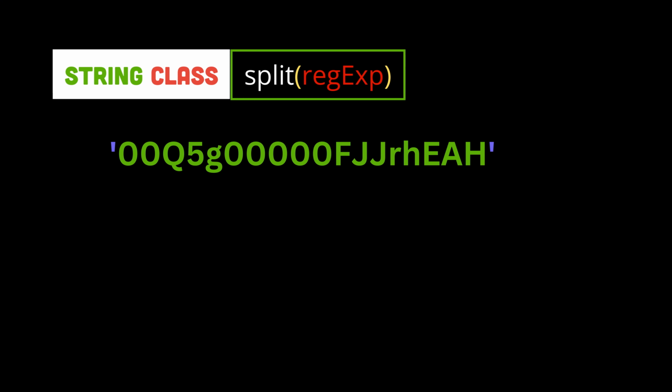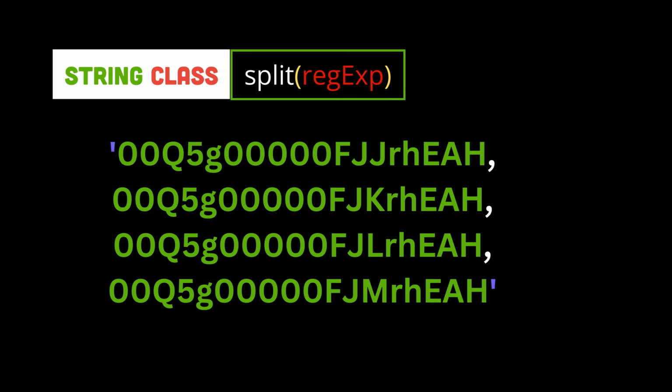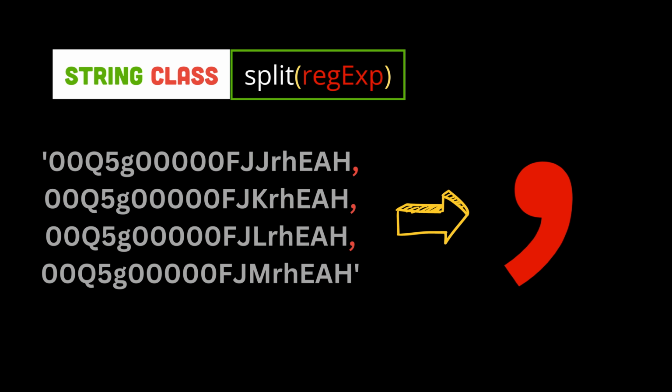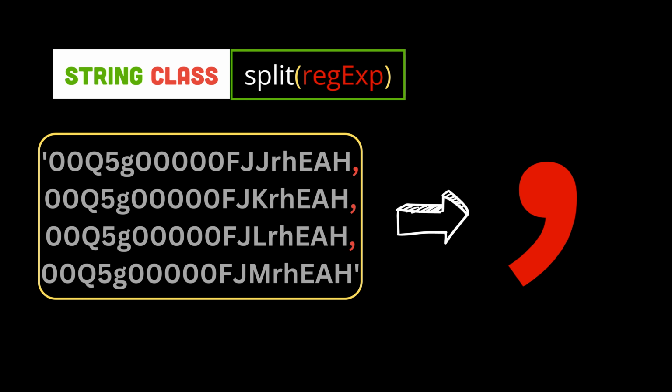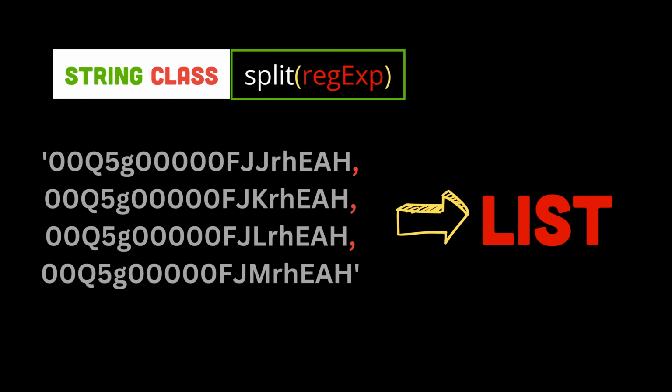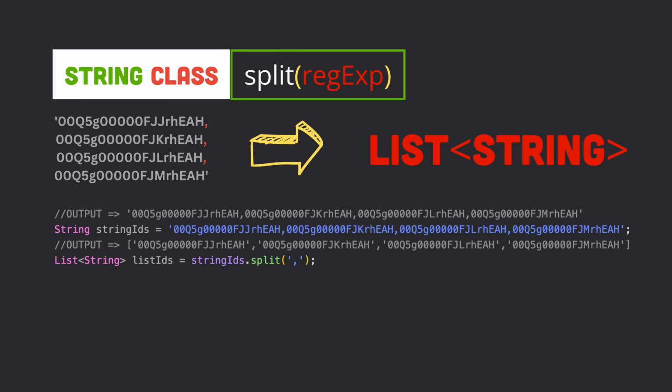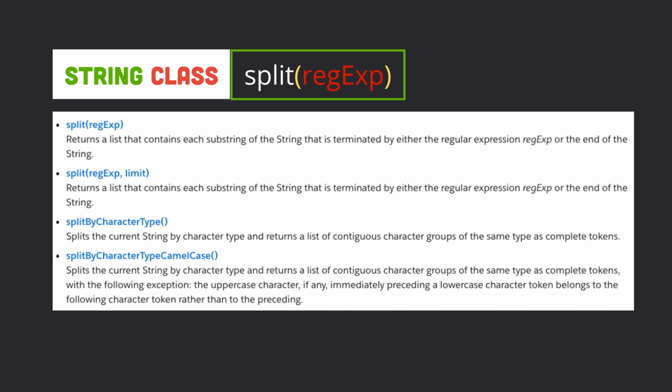Split is used to convert a string to a list. Here on our screen, we have a string of IDs that are separated by comma. What we can do now is use the split method by passing the comma as the regular expression parameter, which in return will automatically convert the string into a list. Here's the code for using the split method on a string variable by passing the separation indicator. Do check out the documentation for more similar methods like this.